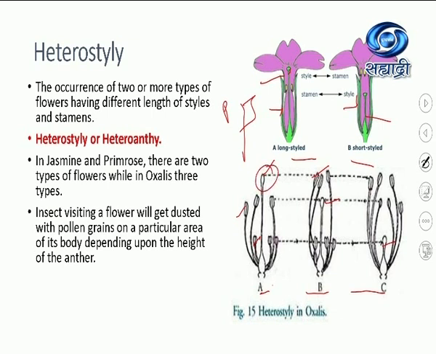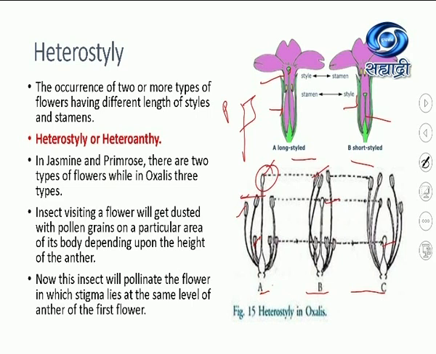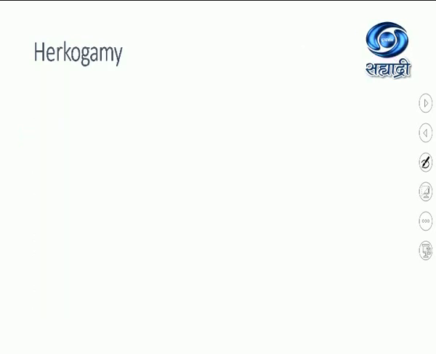Here look at this. This is the height of the anther and the height of the stigma is so far away. So pollination will not take place. In case of heterostyly, an insect when visiting a flower gets dusted depending upon which part of the flower, the height it is visiting, and where the pollen grains are dusted. So fifth was heterostyly. Now this insect will pollinate the flower in which stigma lies at the same level as the anther, isn't it? If anthers and gynoecium are at the same level and the insects are visiting, then only pollination takes place.